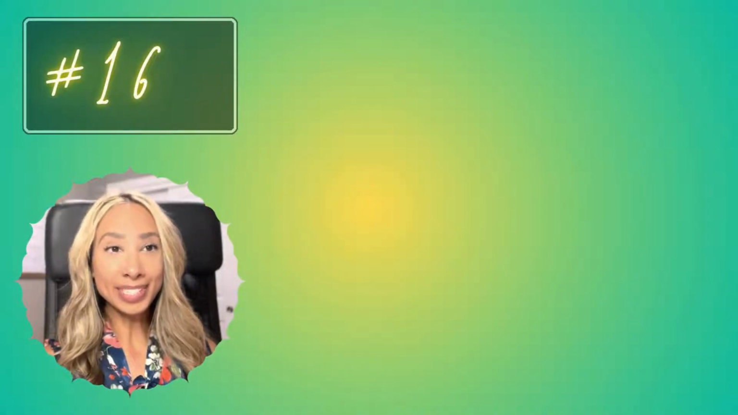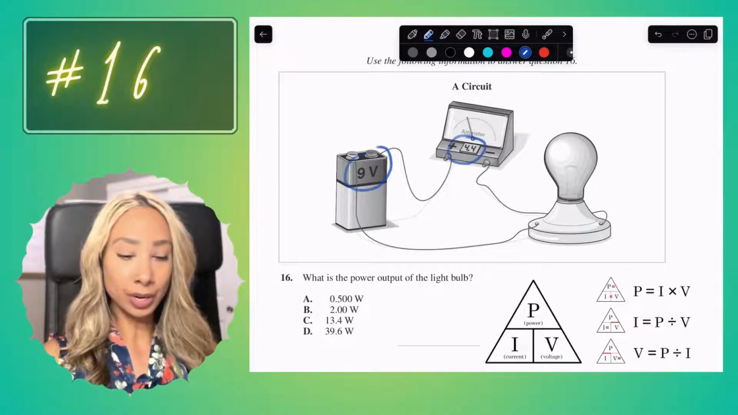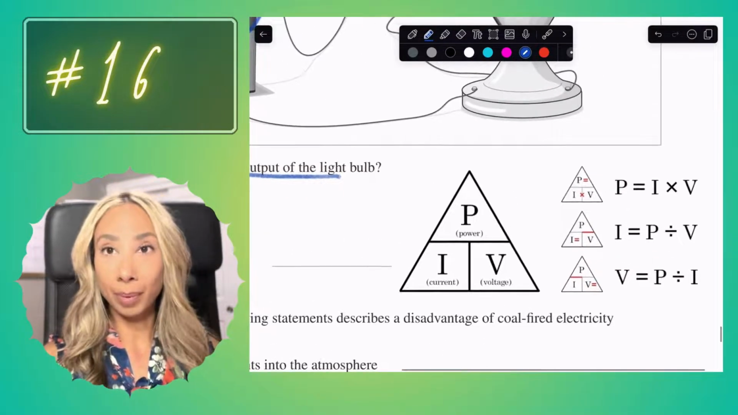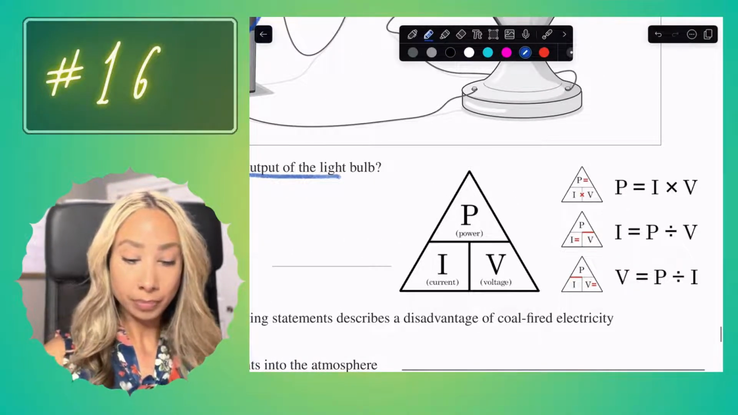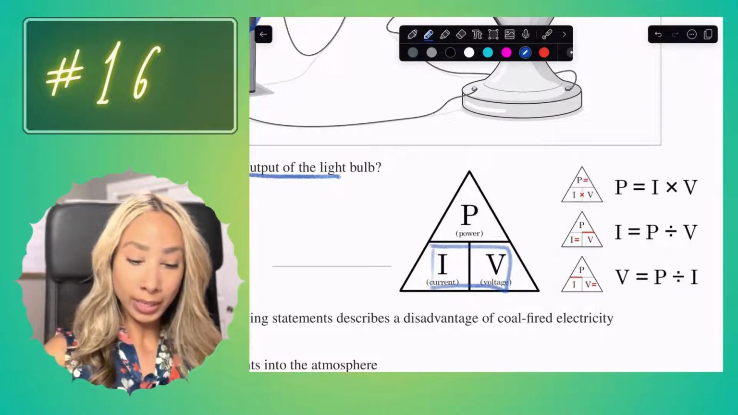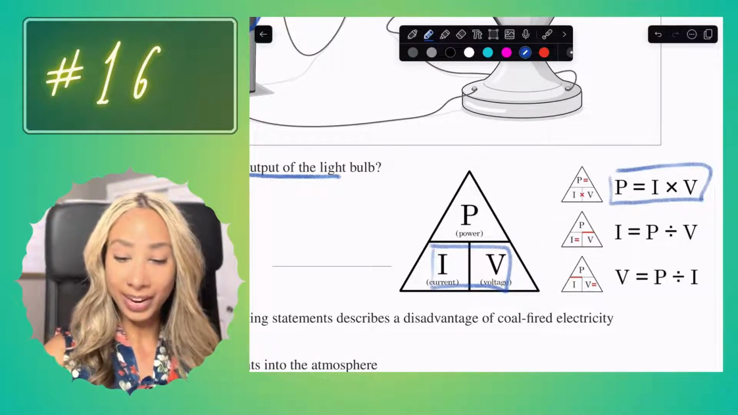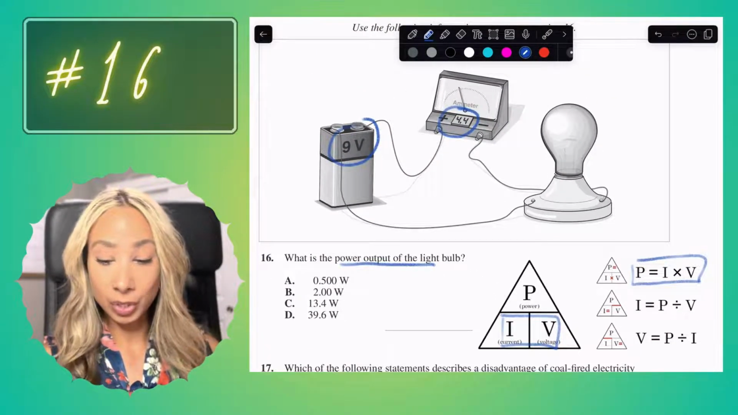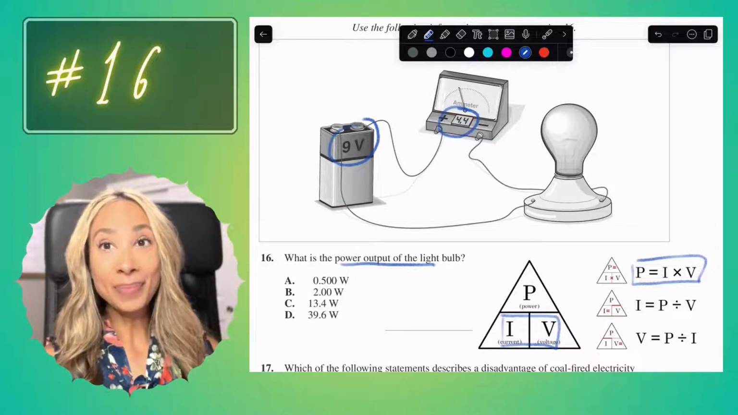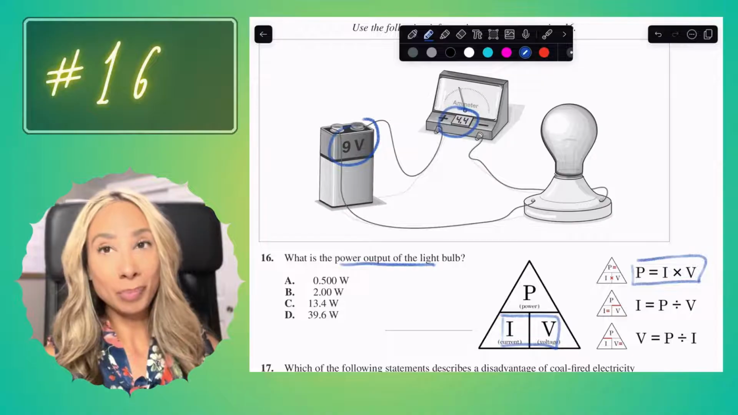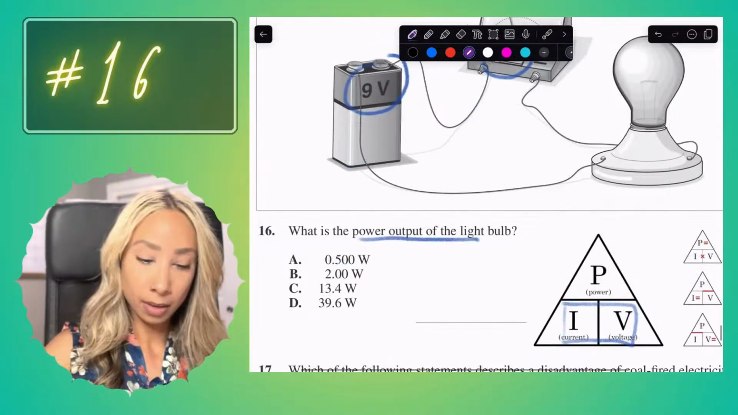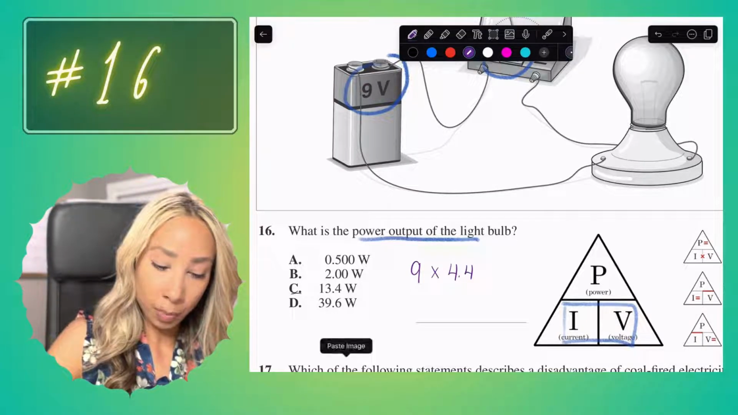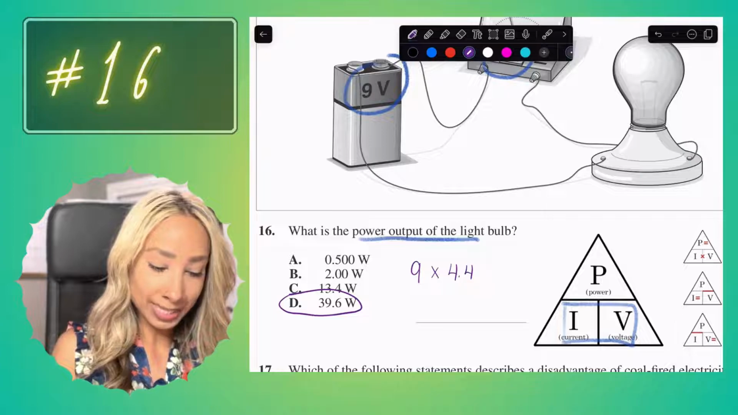Number 16 here. With number 16, they have given us our voltage and our current. What we need to do is figure out the power of the light bulb. With this, I did pull up the formula. In order to figure out power, we need to multiply these two numbers together. And again, just a reminder, to keep it nice and simple, we can use that pyramid. Just remember next year, with both math and science, formulas get a little bit more complicated, so we need to know how to rearrange them. But for now, we can take our 9 volts and multiply it by 4.4. That's gonna leave us with option D as our answer.